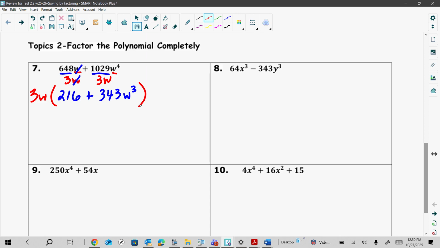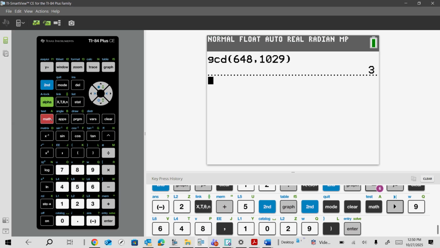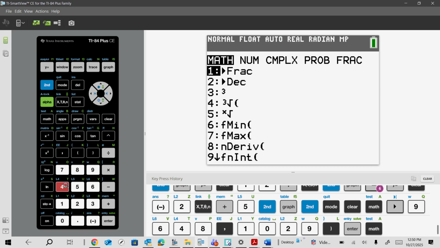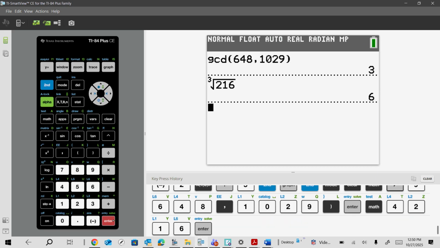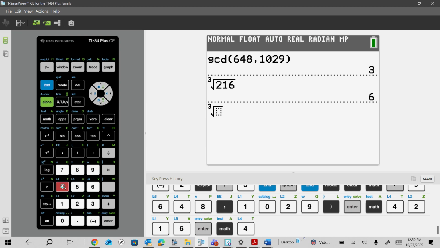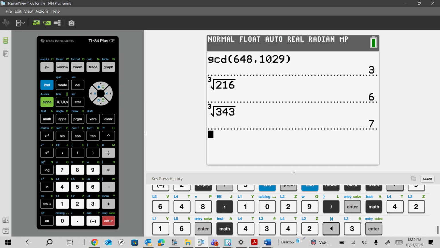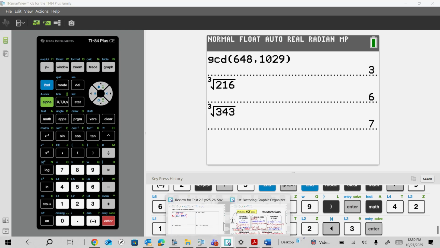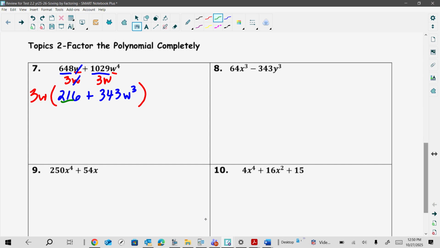If I wasn't sure, I can check each term by taking the cube root. Remember, hit math and 4. We could put 216 in there. That's 6. Math and 4. We can put 343. Oops, that's a 3. And that's 7.